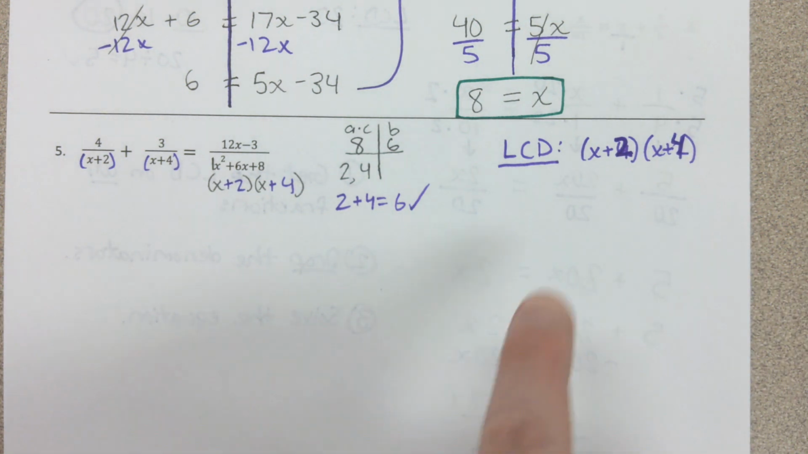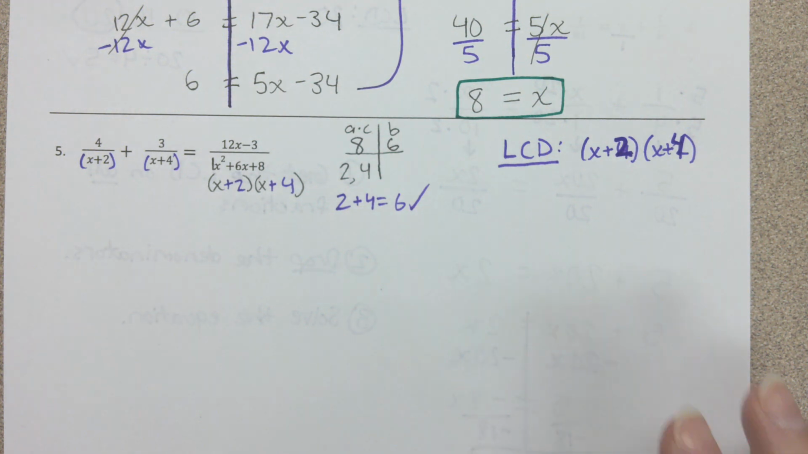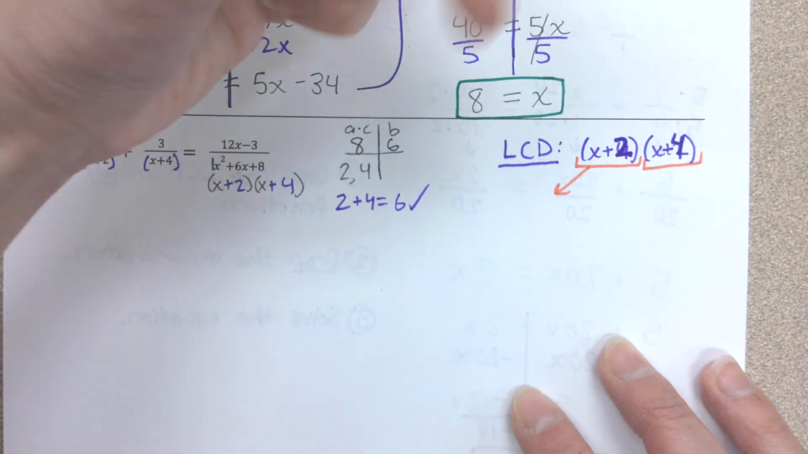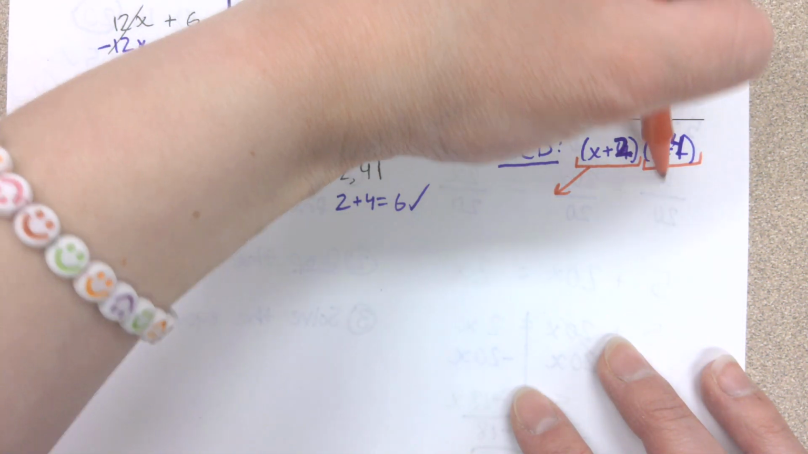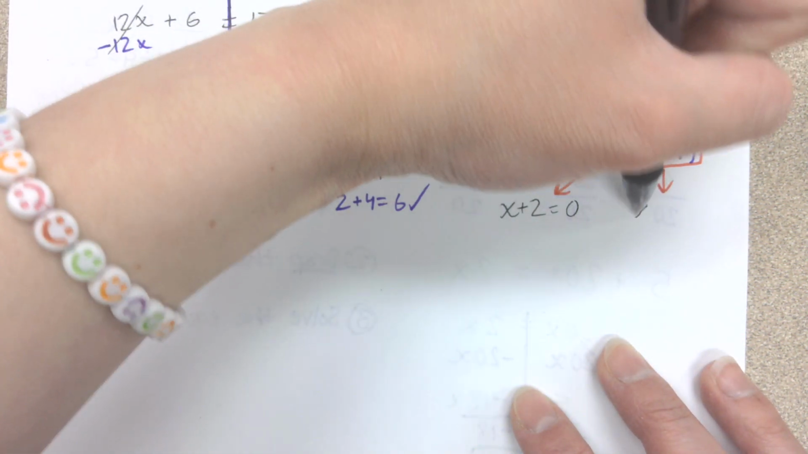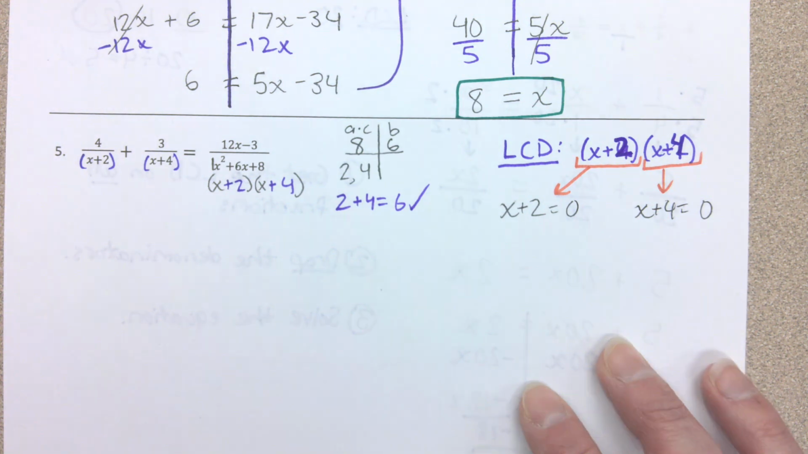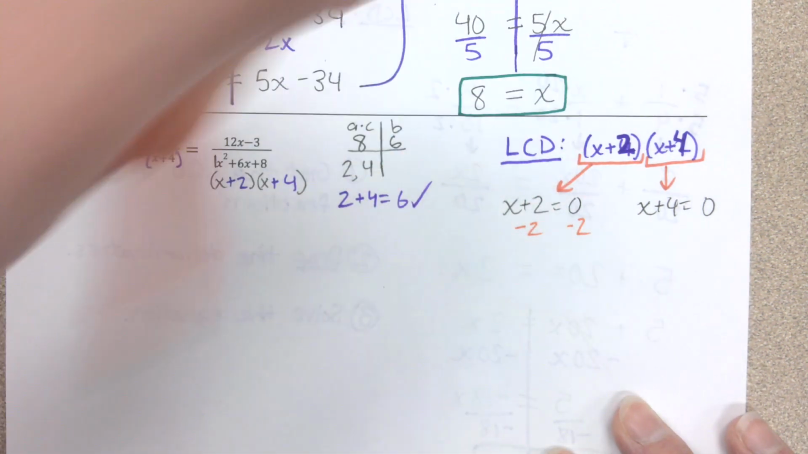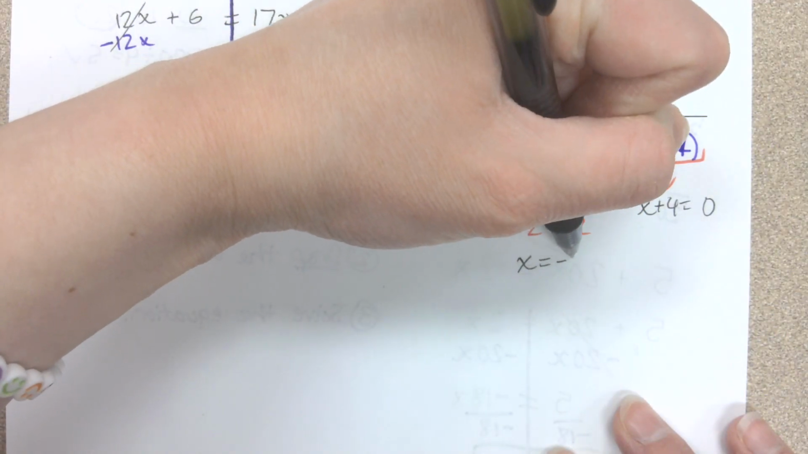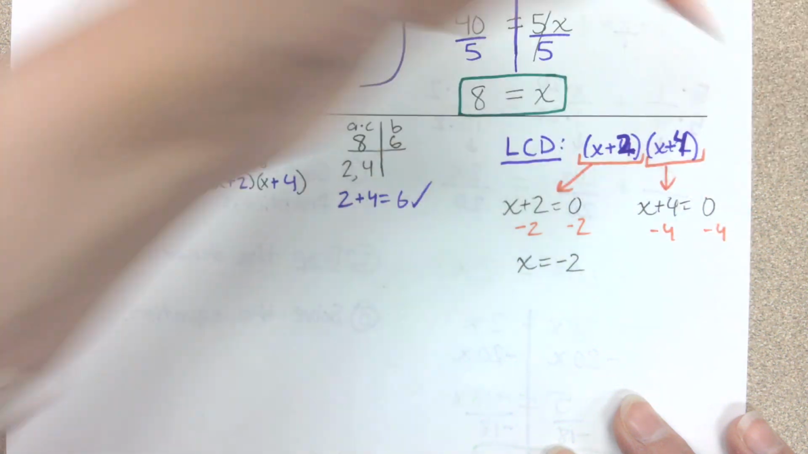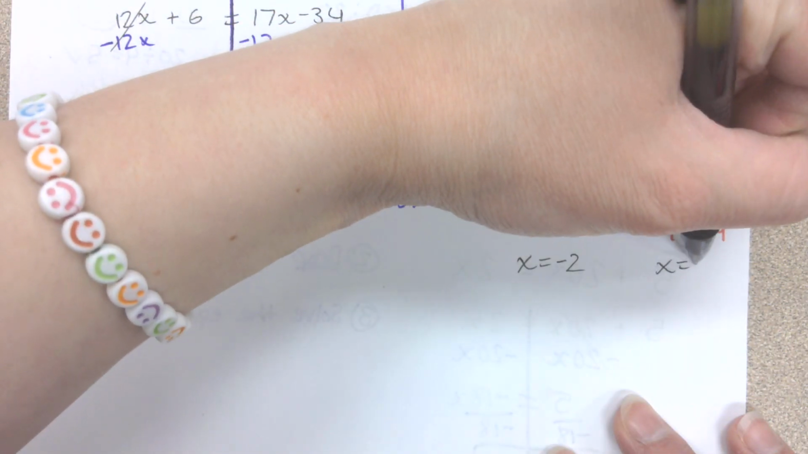Before we continue, we have two x's here. That means we have two extraneous solutions. So we need to set both of these equal to 0 and solve. x plus 2 equals 0. x plus 4 equals 0. So we'll quickly solve for those. Minus 2. x equals negative 2. And minus 4. x equals negative 4.